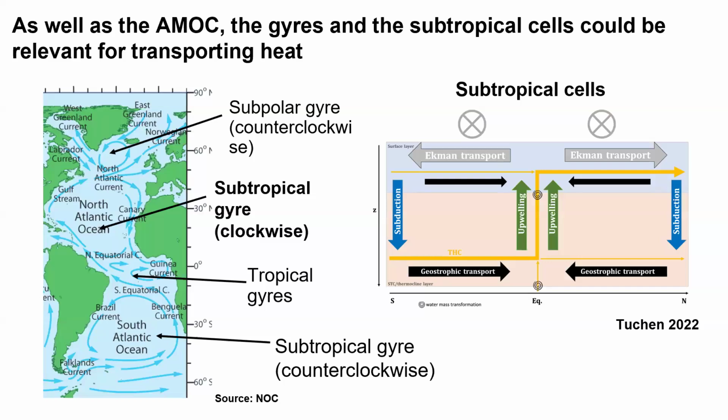When we think about what kinds of things could be transporting heat in the ocean, we might think about the gyres. This is a classic figure showing the gyres. There's the subpolar gyre in the North Atlantic, which is going counterclockwise. Then we would have the subtropical gyre, which is here. Then there are some tropical gyres. And then there's another subtropical gyre in the Southern Hemisphere, which is counterclockwise. That's the horizontal circulation of the ocean that happens in the top.